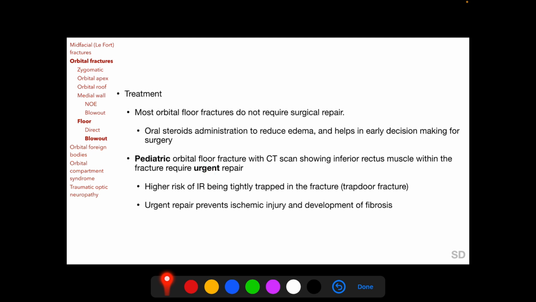And in children, there is a higher risk of the inferior rectus being tightly trapped in the fracture, and this is called a trapdoor fracture. Trapdoor fractures typically occur in children because of the elastic nature of their bones. Following a linear fracture in the floor of the orbit, a flap of bone moves downwards towards the maxillary sinus along with the inferior rectus muscle and/or its attached tissues, followed by the return of the flap of bone to its original position, trapping the prolapsed tissue. And urgent repair prevents ischemic injury and development of fibrosis in the trapped muscle.